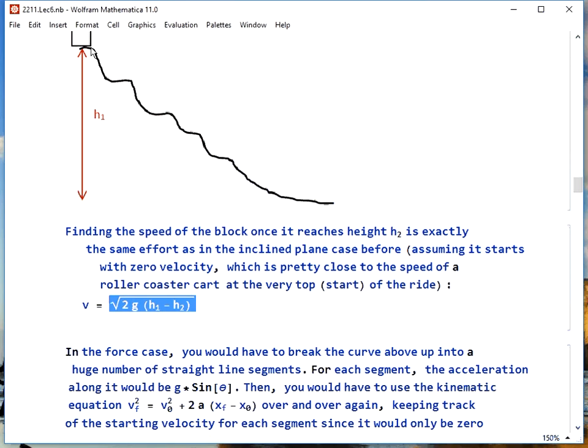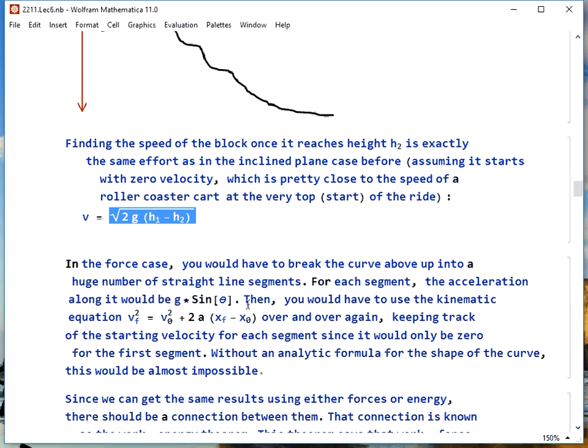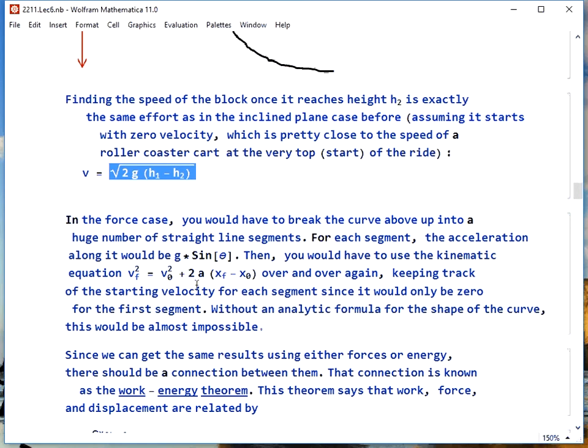In the force case, we would have to break this complicated, messy curve into essentially an infinite bunch of line segments, each of which is straight, and treat each one like an inclined plane. So we'll have a different theta for each one, and we'll have to do that kinematic equation for each one. And only for the first one will V0 be 0. For the rest of them, we'll have to keep track of the accumulated velocity as it falls.